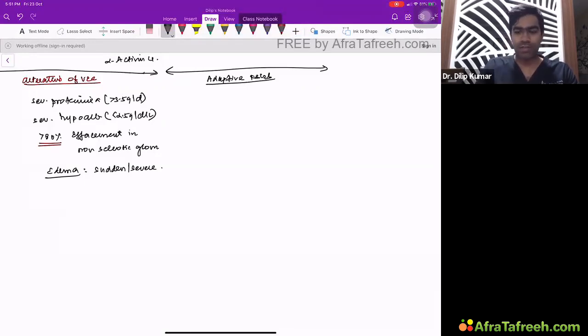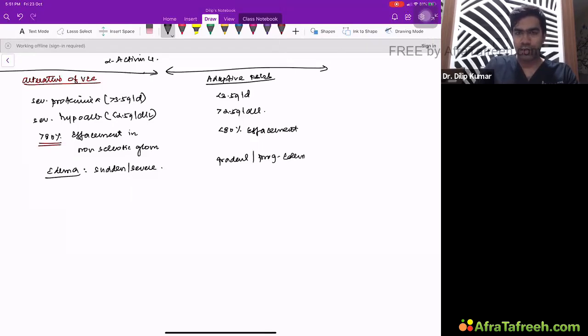So this kind of adaptive FSGS typically tends to have milder proteinuria, less than 3.5 grams per day, and a less severe hypoalbuminemia, more than 2.5 grams per deciliter. At the same time, they tend to have less than 80% effacement of foot process of podocytes in non-sclerotic glomerulus. And the edema will be gradual and slowly progressive. Clear? So this is how the adaptive FSGS behaves. This is some small thing that you need to know.